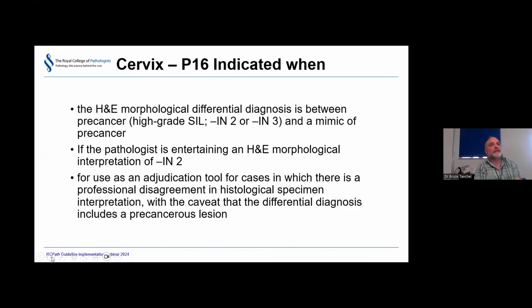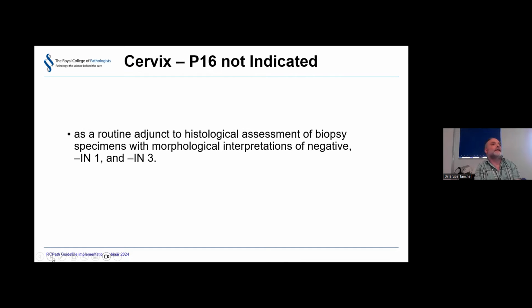Again, although not explicitly stated, there is a good link to the BAGP guidance. P16 should only be done in certain circumstances, when there may be morphological differences between a pre-cancer and a mimic, if you're diagnosing CIN2, or if you're using it as a tool when there's a professional disagreement of interpretation for a lesion. So those are the 3 main reasons you should use P16. Next slide. And it should not be used for CIN1 or CIN3 or negative biopsies as a routine.